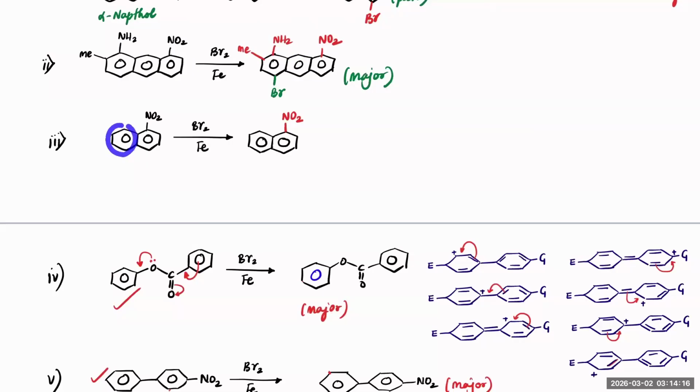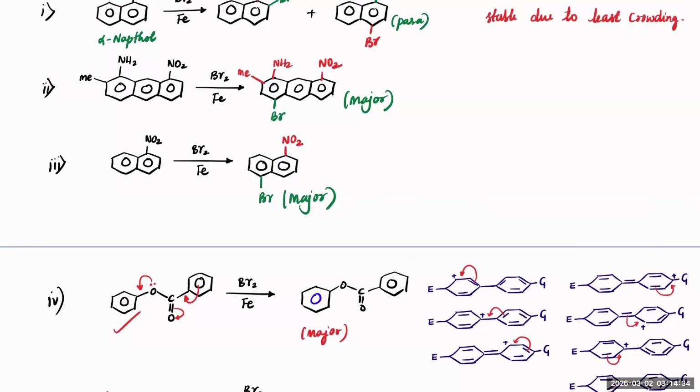Next, between benzene and NO2, you can clearly notice that this is a deactivating ring, so nothing will happen on that. This is an activating ring, so with that activating ring, Br can come here. That is the major product. Clear? Next.